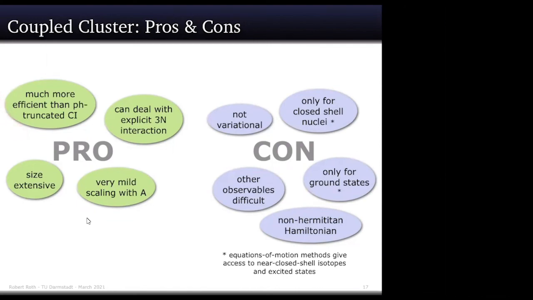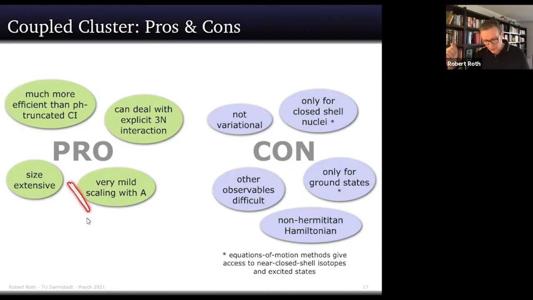It has a mild scaling with A, completely different than a CI approach, and that allows us to go to heavy systems. You can deal with explicit three-body forces if you like. And something that the chemists are very, very fond of, it's size extensive. This is a cryptic statement for a nuclear physicist that never has heard about the slang of the quantum chemists.